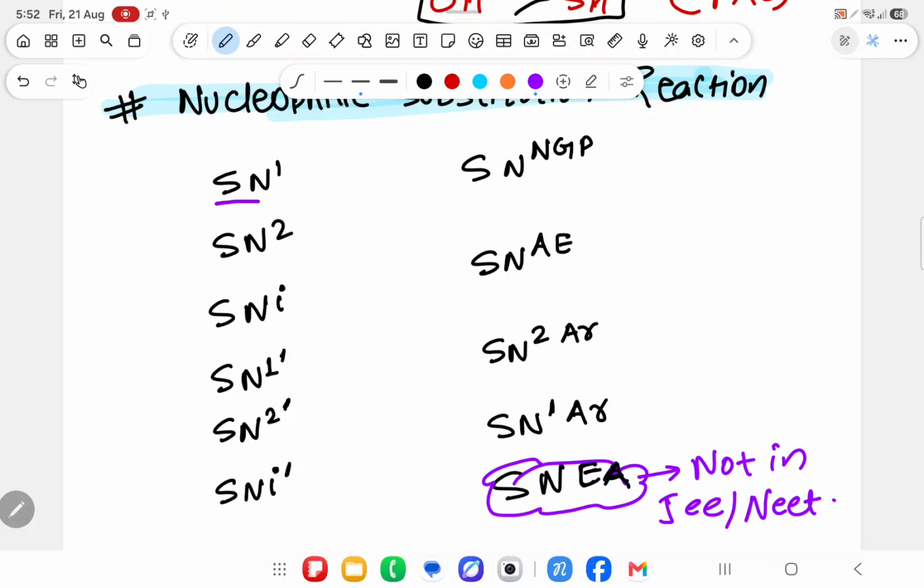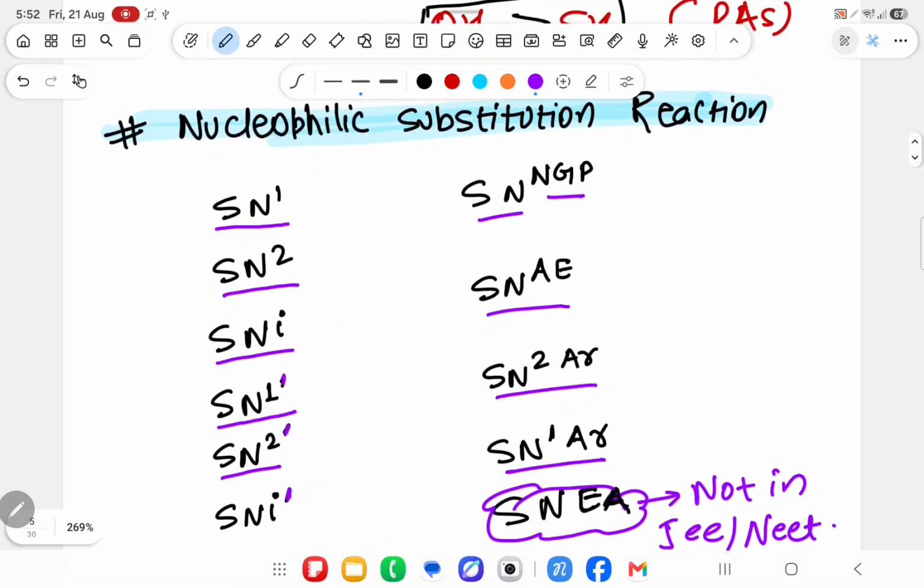The names of these topics are unimolecular nucleophilic substitution, bimolecular nucleophilic substitution, intramolecular nucleophilic substitution, unimolecular nucleophilic prime, SN2 prime, SNi prime, SNNGP, SNAE, SNAR, SN1AR, aromaticity. Now, we have to study these many nucleophilic substitutions, but the good part is that if you understand these two, then the remaining are one-line solutions. These two we have to study in detail. The remaining I will dictate in one line with reaction, and you will be able to understand these points.